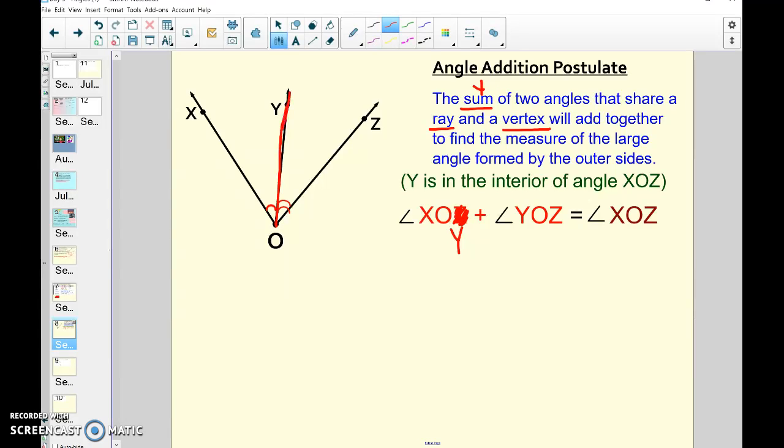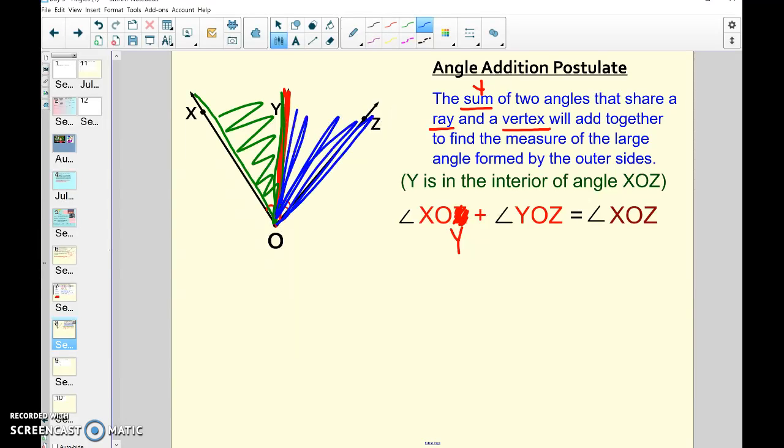Okay, that's this guy right here. The vertex is O, the ray is OY. When they share a ray and a vertex, if you add them together, you'll get the measure of the large angle formed by their outer sides. In other words, XOY, which is this angle right here, if I add that amount to YOZ, which is this angle right here, that will tell me how many degrees the biggest angle, XOZ, this outer one, is.